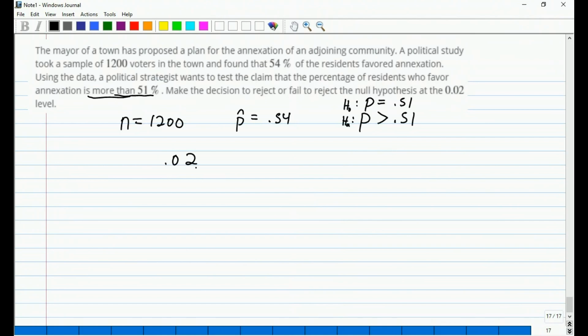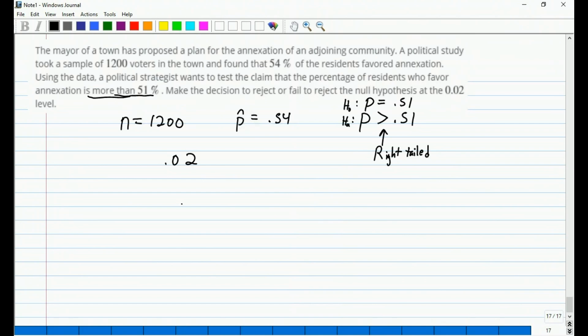0.02 level. All right, so again, I'm going to need to calculate the test statistic. And you may be asking why. Well, even though I do prefer the classical method of using the test statistic and a critical value, since this is a proportion, the easiest way to do this is going to be by using the p-value method. And so this is a greater than, so I can already tell that this is right-tailed.